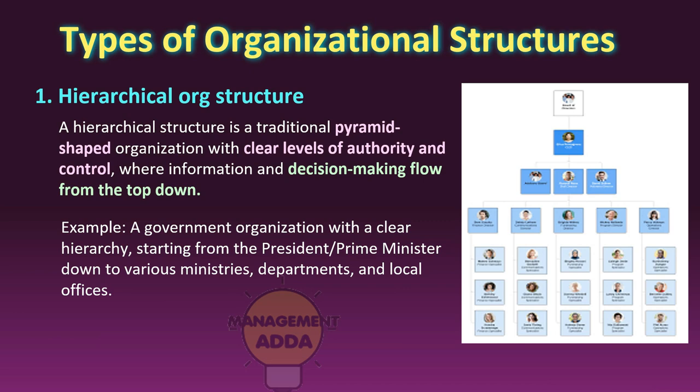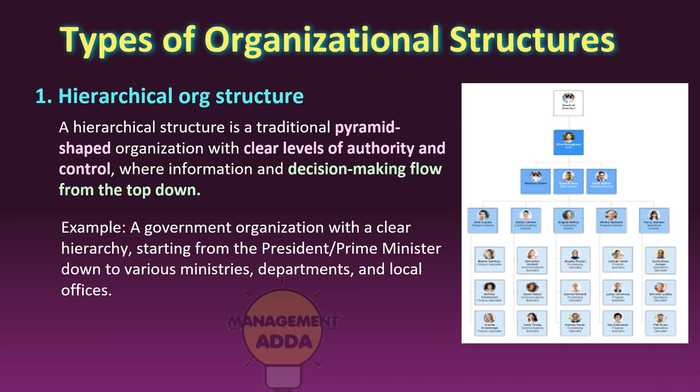For example, a government organization with a clear hierarchy starting from the president or prime minister down to various ministers, departments, and local offices. Okay, so here, whatever command has been given by the top authority goes down in a chain to the lower offices.